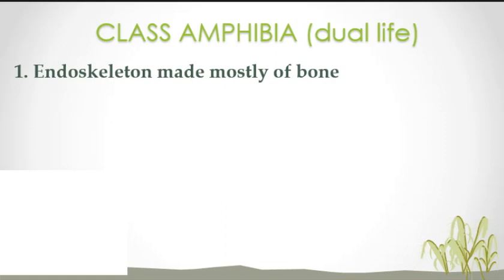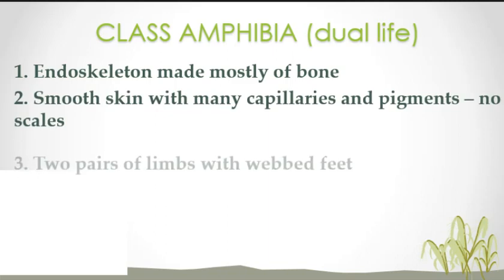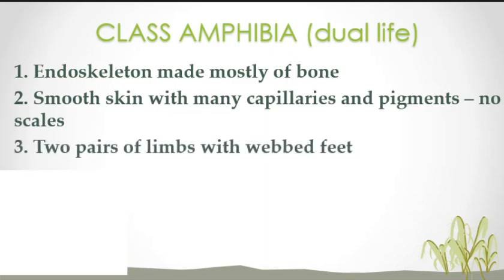All right, and the first thing you put on there is that they are vertebrates. They have an endoskeleton made mostly of bone with some, of course, cartilage here and there. Kind of like our skeleton is that way, right? All right, smooth skin with many capillaries and pigments. They do not have scales. Okay, so they'll have color with those pigments, and it'll be really interesting when you go do your dissection. You're going to look at the inside of the skin of the critter, and you're going to see all sorts of blood vessels in there. Very, very cool looking.